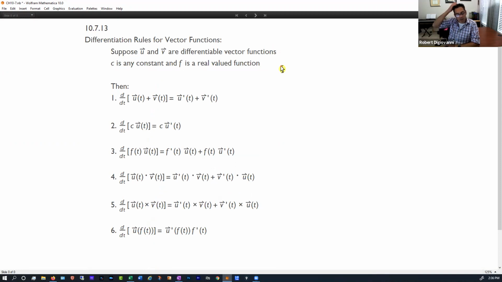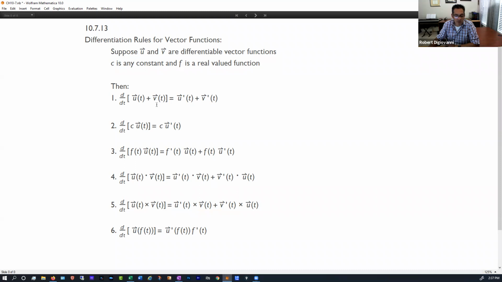All right, differentiation rules, just things that you should know about taking derivatives of vector functions. I'll just talk through these real quick because this will be the last thing we do today. If you ever want to take the derivative of two vector functions being added, you can do them individually. That's great news, yes?